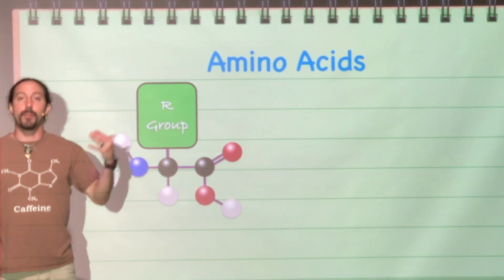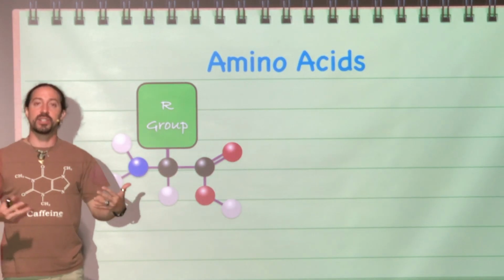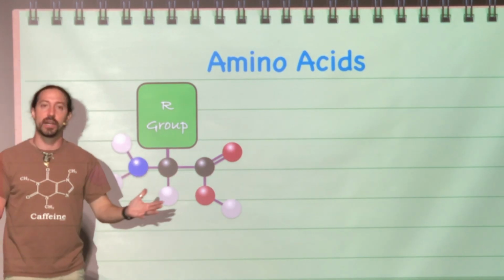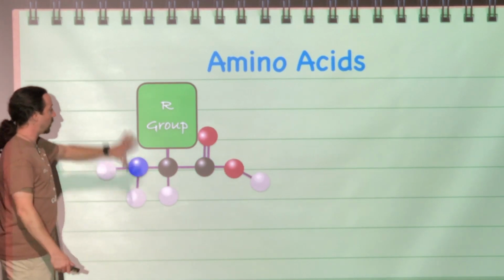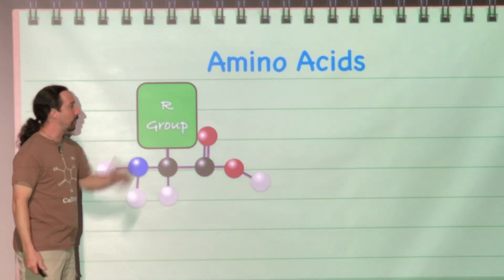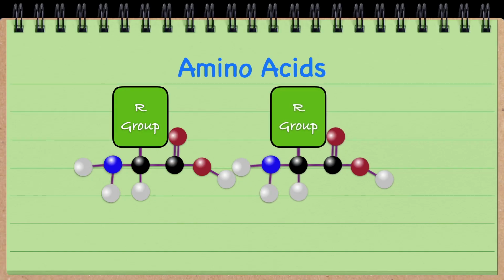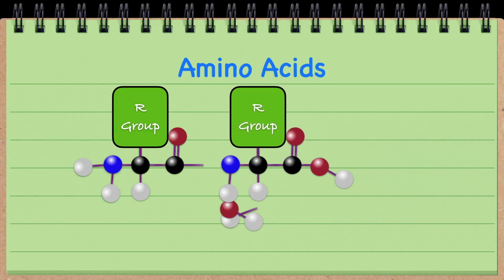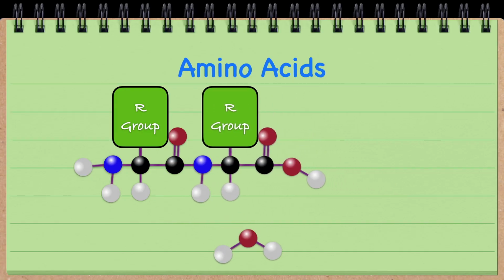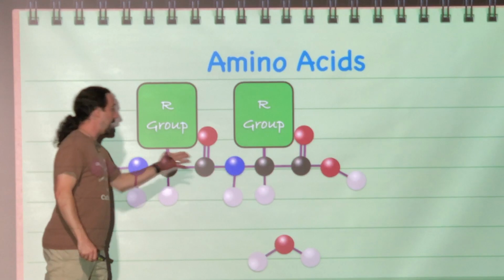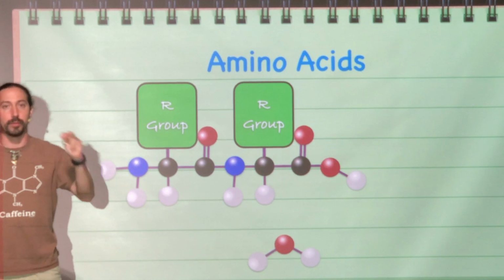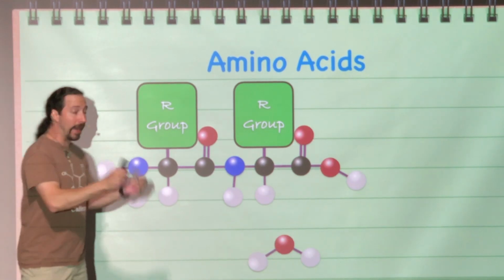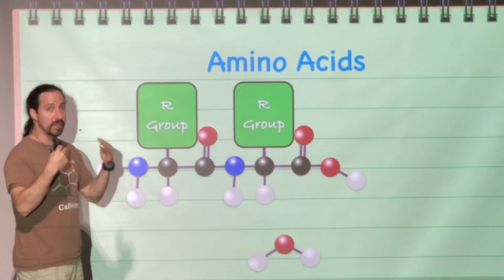The way that these bond together uses dehydration synthesis, just like all of the other biomacromolecules. And so we're just going to look at how that's going to work out. First off, we're going to bring in another amino acid. And the orientation here is extremely important. You see that it was the amine group and the carboxyl group that interacted between the two different amino acids. That happens in this way every single time.